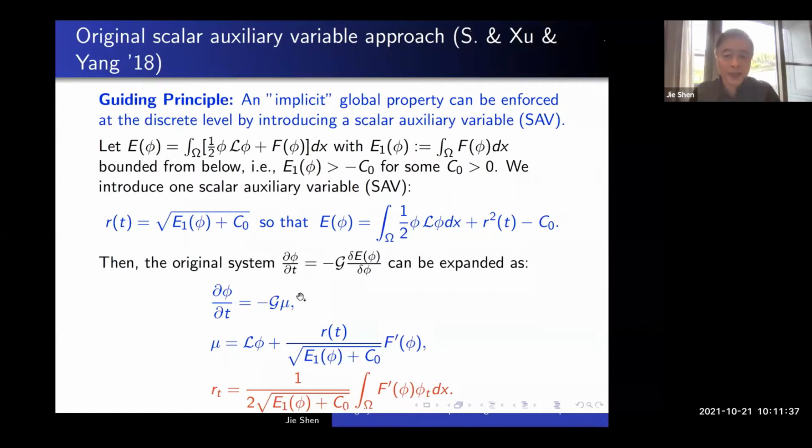Okay, instead of discretizing the original system, now we are going to discretize this expanded system. And why do we want to discretize the expanded system? Because we now have a little bit more flexibility. We have an extra variable, and we can use this extra variable to enforce the energy dissipation. So that's the idea.